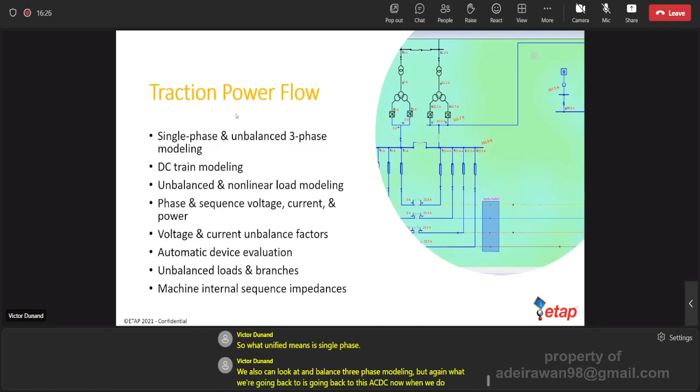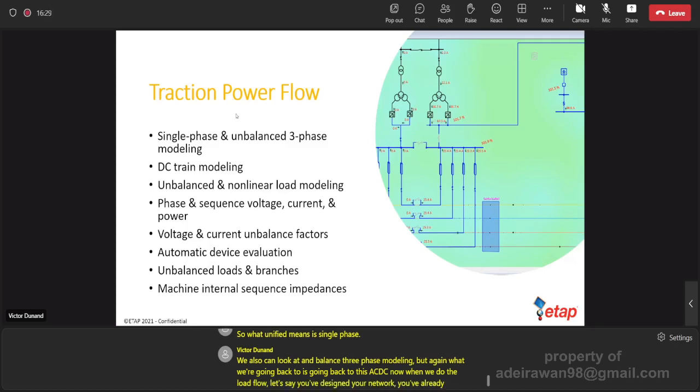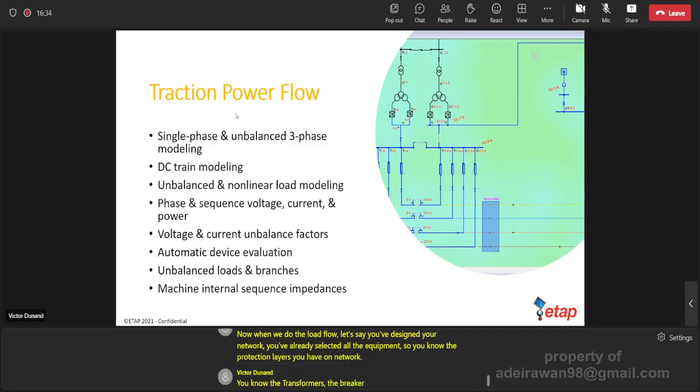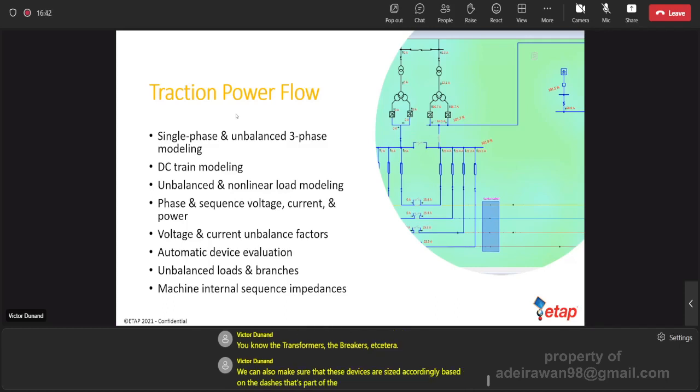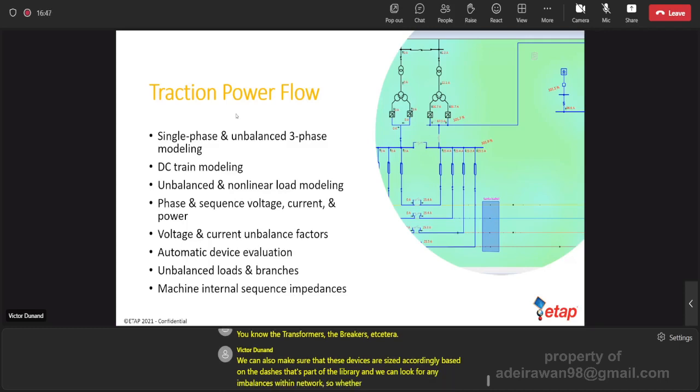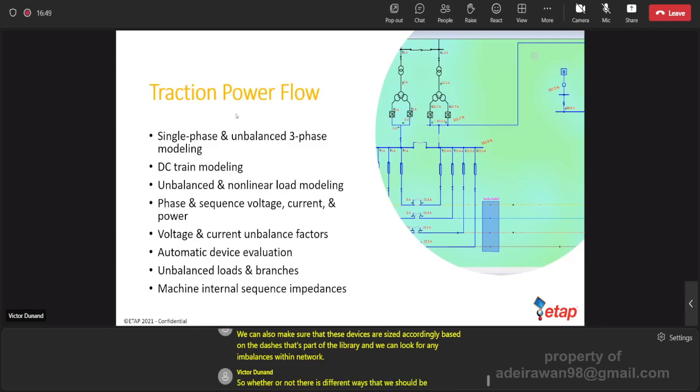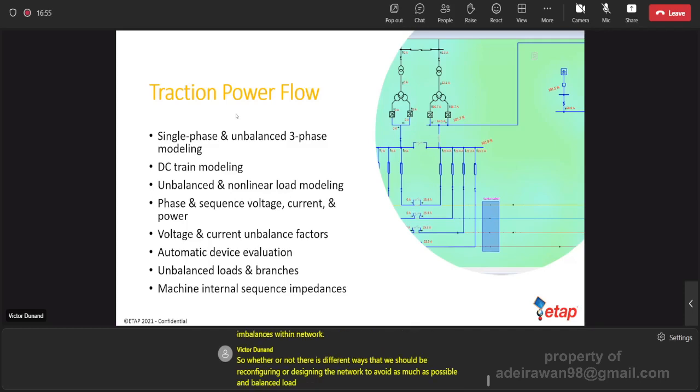Now, when we do the load flow, let's say you've designed your network, you've already selected all the equipment, so you know the protection relays you have on your network, you know the transformers, the breakers, etc. We can also make sure that these devices are sized accordingly based on the datasheets that are part of the library. And we can look for any imbalances within the network, so whether there are different ways that we should be reconfiguring or designing the network to avoid as much as possible unbalanced load. All the way down to, as we were showing before, the internal model of the machines that are running in the trains.